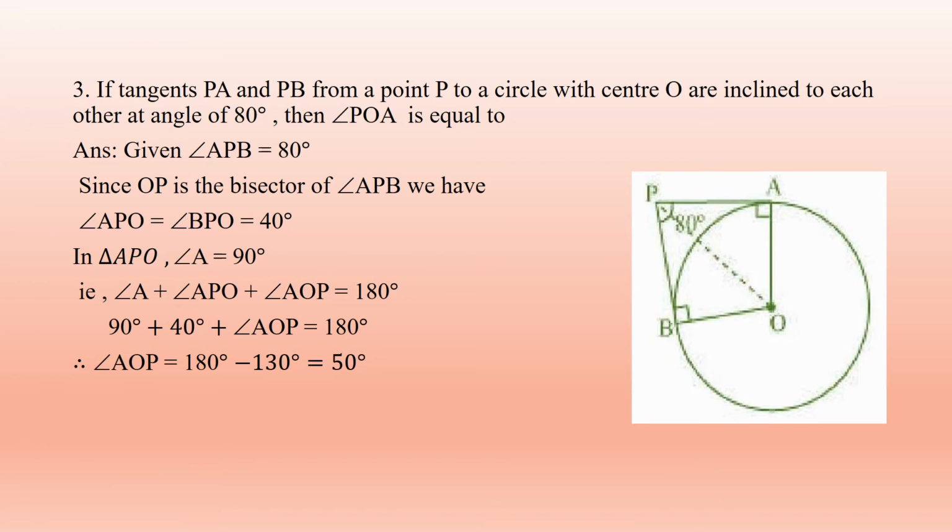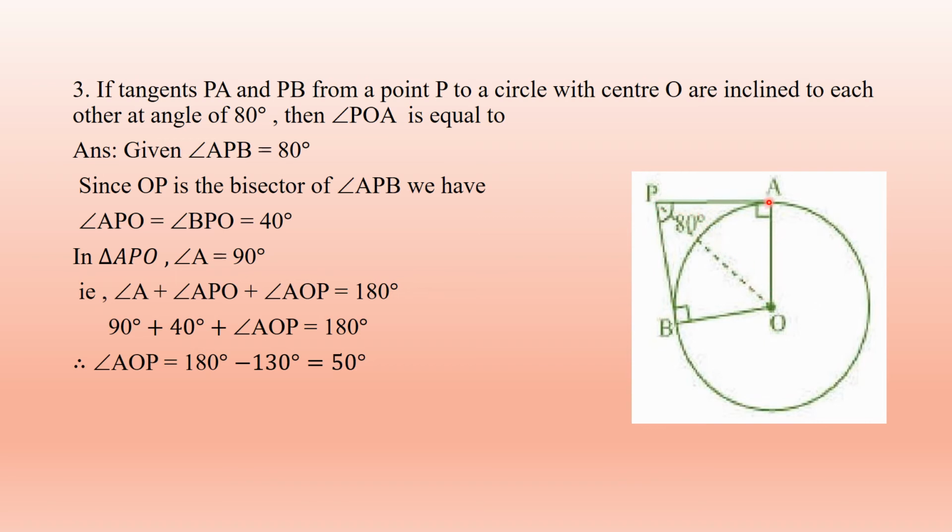Question number 3. If tangents PA and PB from a point P to a circle with center O are inclined to each other at an angle of 80 degrees, find the value of angle POA. We are given angle APB is equal to 80 degrees, that is the two tangents PA and PB which are inclined to each other, means angle APB is 80 degrees. We have learned that OP is the bisector of angle APB. Therefore we can write angle APO is equal to angle BPO, which is 40 degrees.